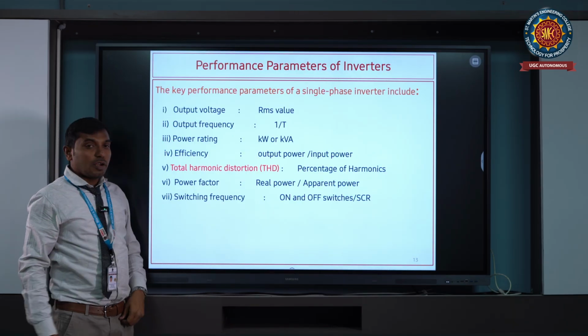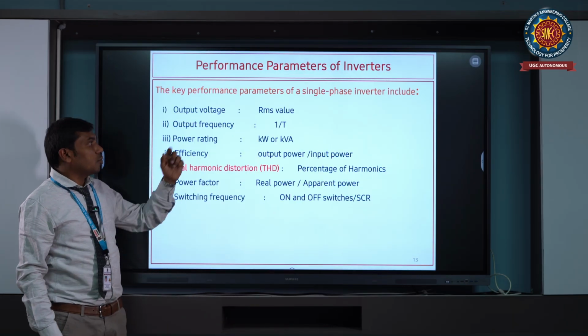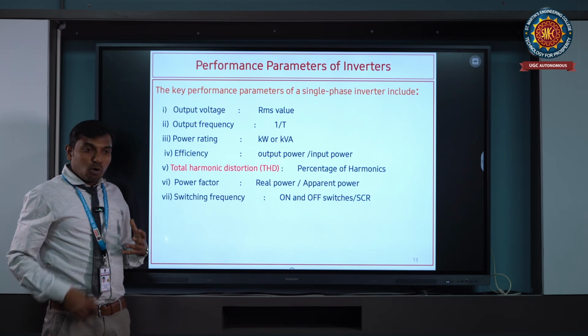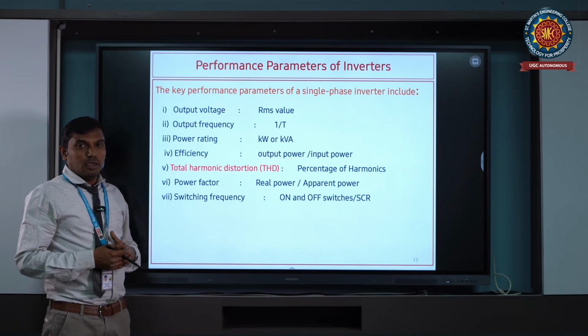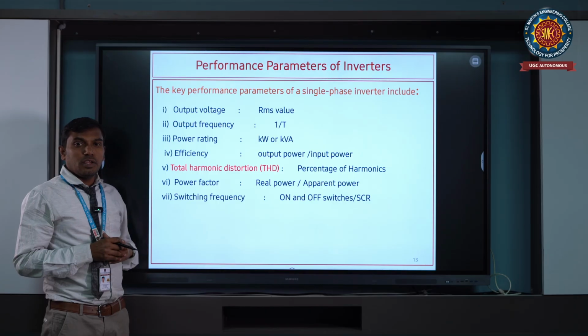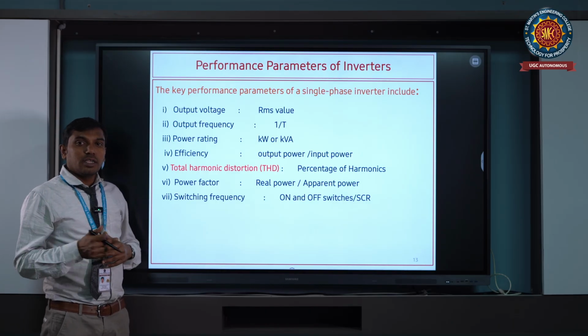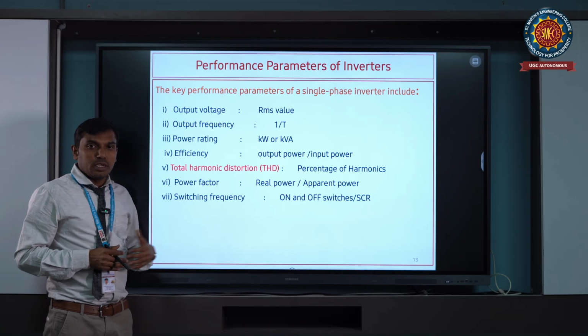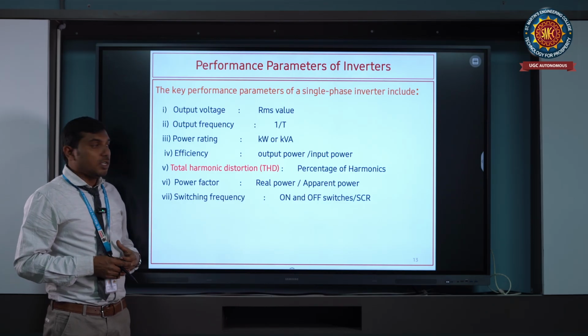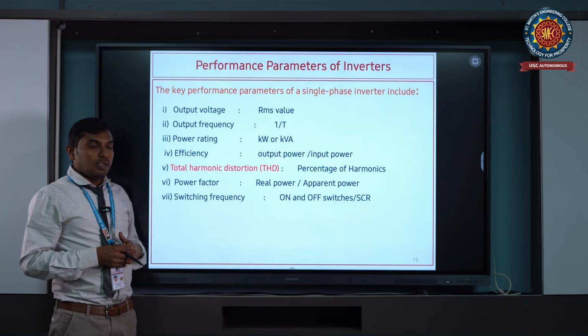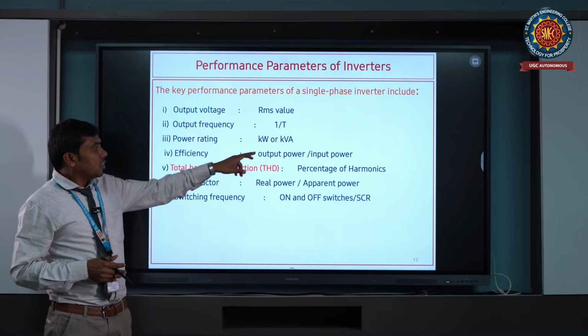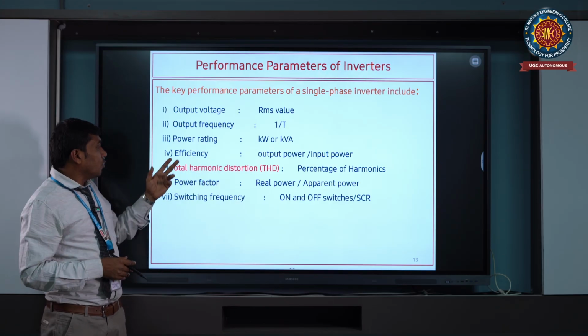Then what are the performance parameters of an inverter? The performance parameters of an inverter mean how to justify whether the inverter is a good inverter or a bad inverter, and what are the various ratings of the inverter. That means what is its voltage, what is its frequency, and what is the power rating. Power rating is very important, which is mentioned in kilowatts or kVA. And then what is the efficiency?